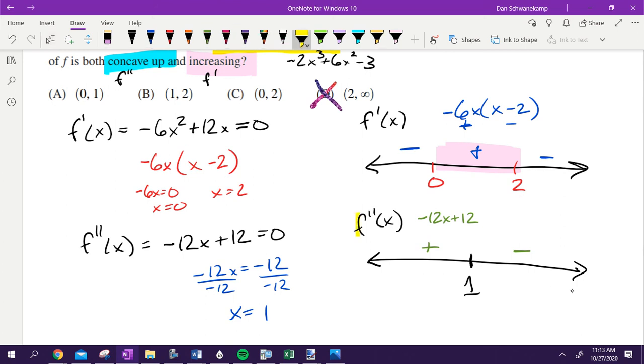Concave up. What needs to be true about f double prime? If I'm concave up, what needs to be true about it? Positive. And so I'm concave up from 1 to the left. I'm increasing between 0 and 2. So I always like to put these on top of each other because which answer do I want? This one right here. That's where they overlap. 0 to 1 is when it is both concave up and increasing. That's the biggest interval because it's the only interval where that happens.